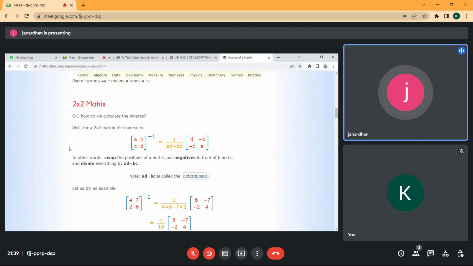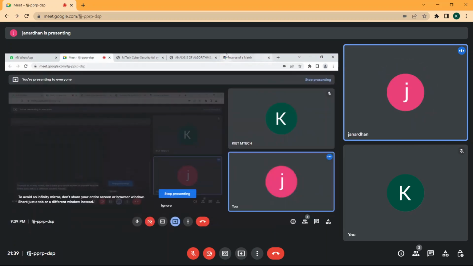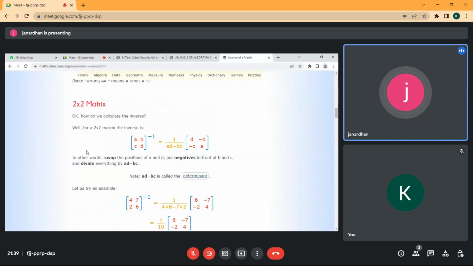Suppose the matrix size is 2x2. Okay, then how will we find the inverse of the matrix? Suppose A, B, C, D is the matrix. The inverse is 1 by AD minus BC into D, minus B, minus C, A.